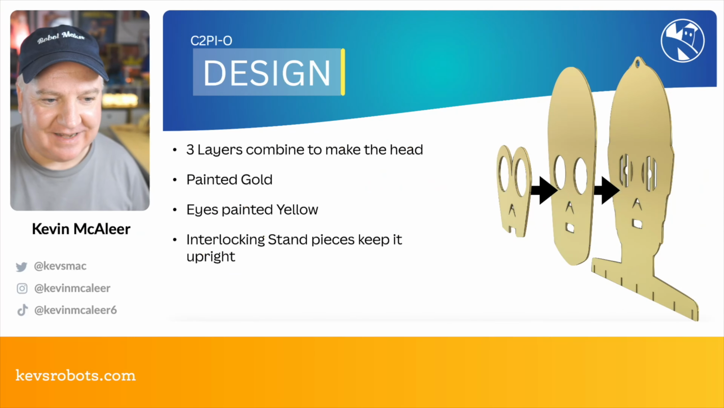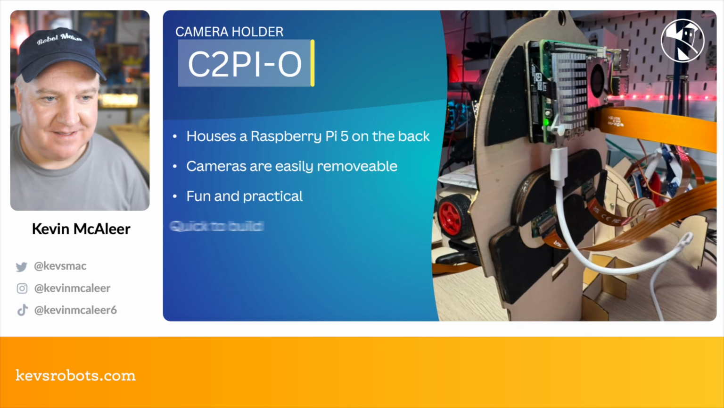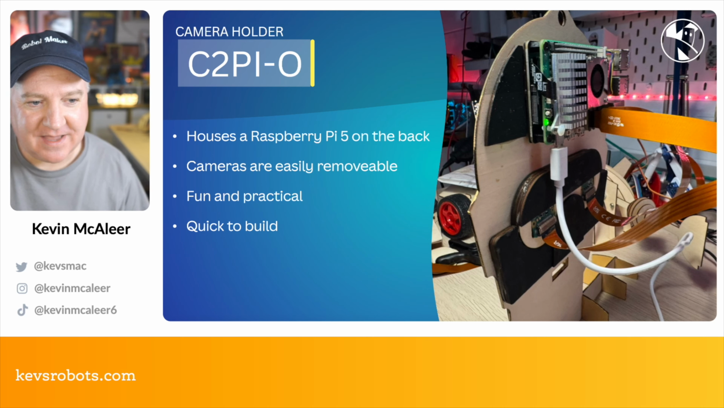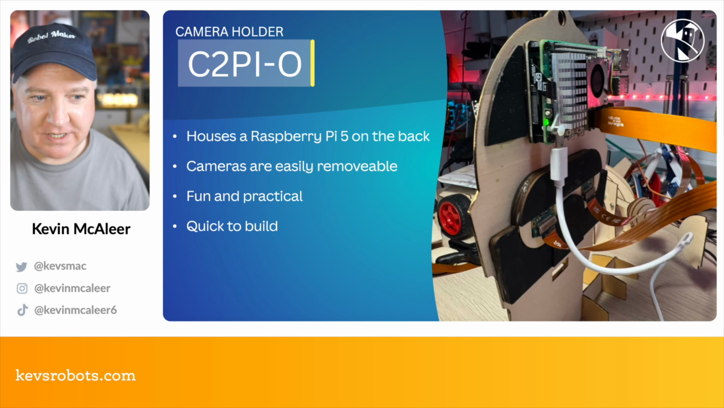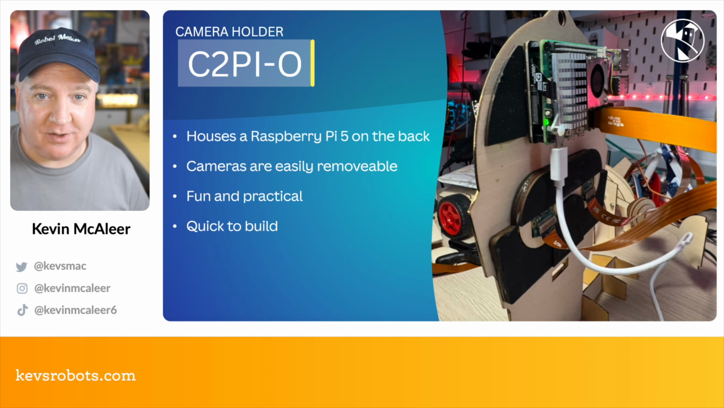So pretty neat. So you can cut your own if you've got access to a laser cutter. On the back there you can see we have the Raspberry Pi 5. The cameras are easy to remove, they're not sort of glued in or anything. It's really fun and really practical to hold the cameras in place while you're working on particular projects, and it's really quick to build as well.